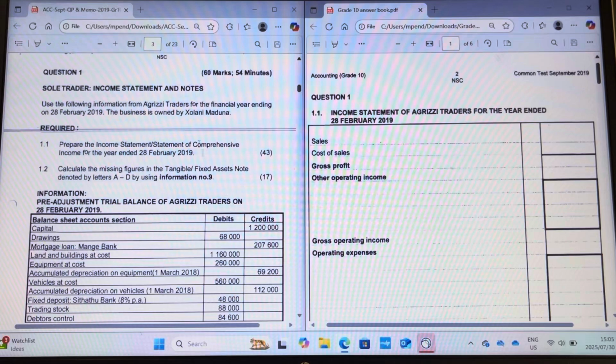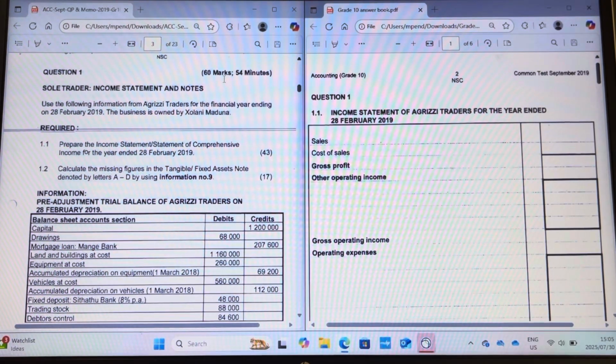So question 1, 60 marks, 54 minutes. Guys, try to keep to your time limit. Always time yourself. Once 54 minutes have been reached, you move on. You go to the next question, because if you try to continue, then you won't finish. Just try by all means to move on all the time.